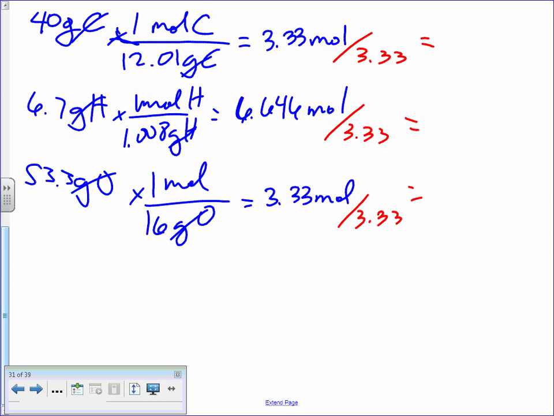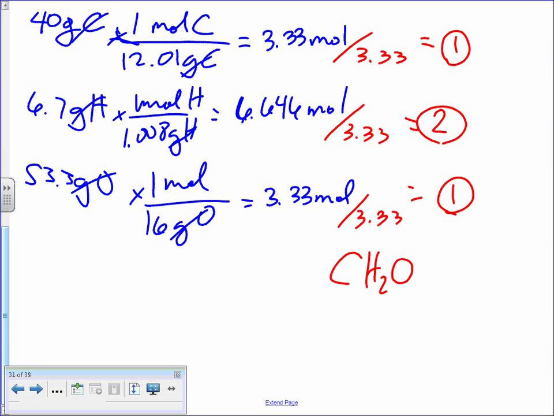Okay, so what is the first one? 1. Second one? 1.99 something. So 2. And next one? 1. Ratio? CH2O. What kind of biomolecule is this? Before I take your question. It's glucose, right? But it's a carbohydrate, because glucose is a carbohydrate because it's in a 1 to 2 to 1 ratio.